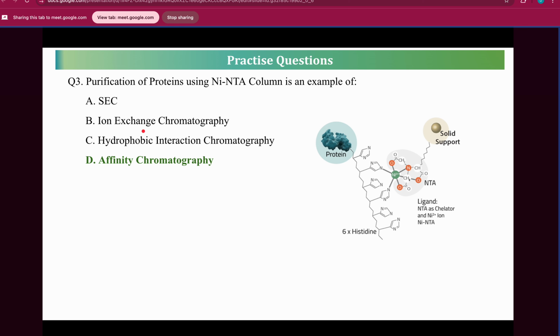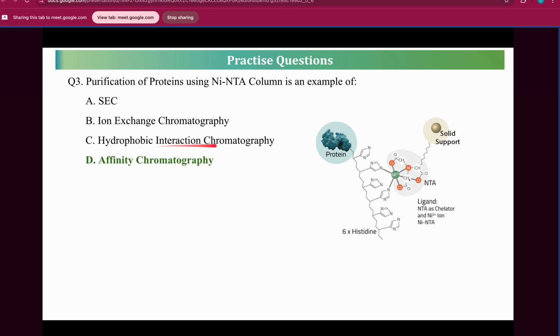For example, if we talk about ion exchange chromatography, as the name suggests, ion exchange, that means separation is happening on the basis of charge. In this also, we have the column on the surface of which we have either a cation or an anion. Depending on the charge present on the surface, the oppositely charged protein will bind to it, whereas the other proteins get eluted out. So this is ion exchange chromatography.